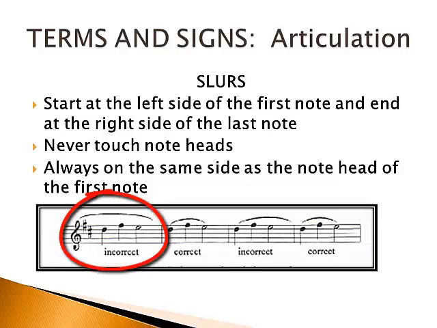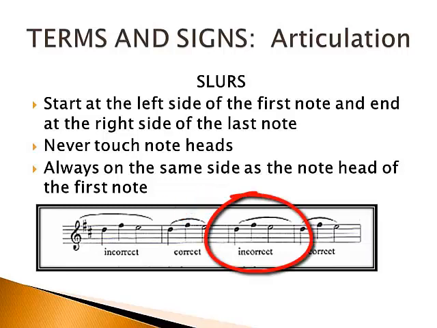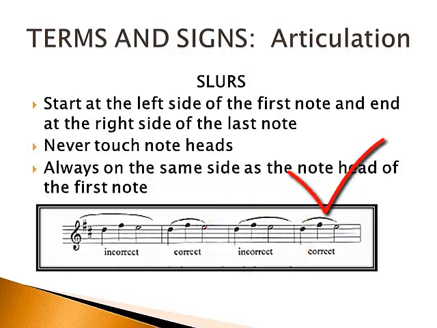The first one is incorrect because the slur is beginning and ending somewhere on the line, right? It's not specifically at the first note head and the last note head. The second example is correct because you can see that the slur is beginning on the left of the first note head and it's ending on the right of the last note head. The next one isn't correct because the slur is ending way past that last note head. And of course, the last one is correct. It's the same as the first correct one.